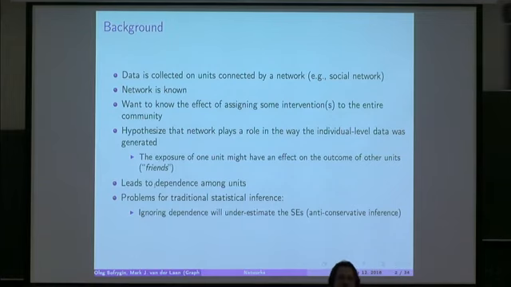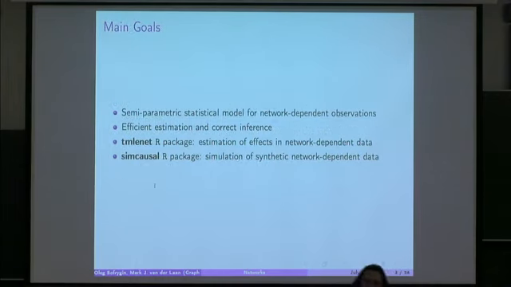And that traditional approaches to inference that do not adjust for this dependence would be biased and specifically anti-conservative. So our main goal is to establish a semi-parametric framework for estimation of these types of effects that we think can spill over from one unit to the other. We also want to perform correct inference, and also I'll advertise the two packages, one TMLnet, our package that performs these types of estimation in dependent data, and also SimCausal package, which I won't have time to go over, but it allows for simulation of synthetic populations with these types of dependence, specifically for causal inference applications.